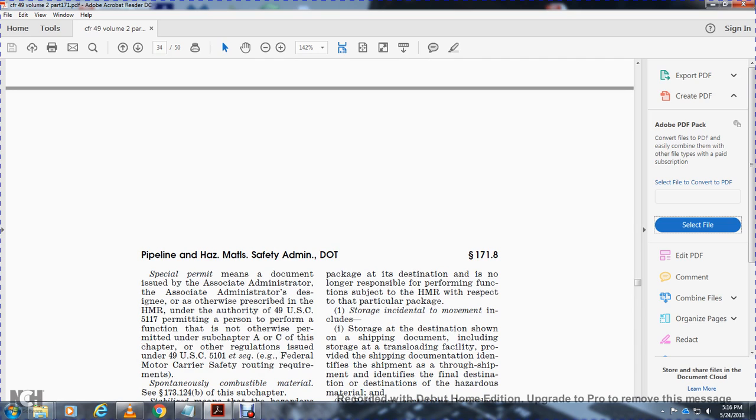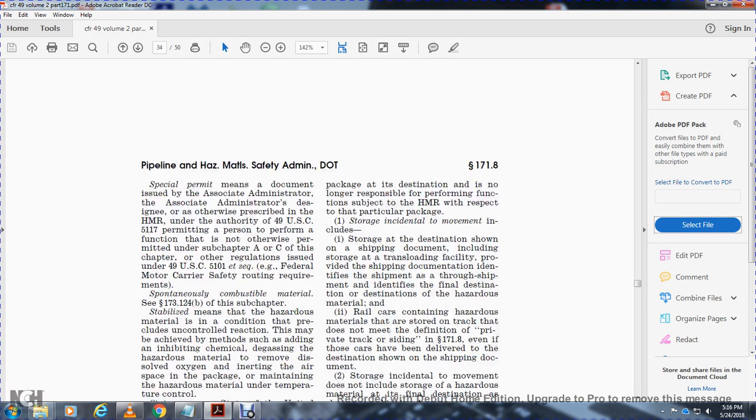Special permit means a document issued by the Associate Administrator, designated and authorized, prescribed in the hazardous materials regulations under the authority of Title 49 U.S.C. 5117. The permit permits a person to perform a function not authorized in subchapters A and C of this chapter of the regulations issued under Title 49 U.S.C. 5101, including the Federal Motor Carrier Safety routing requirements.